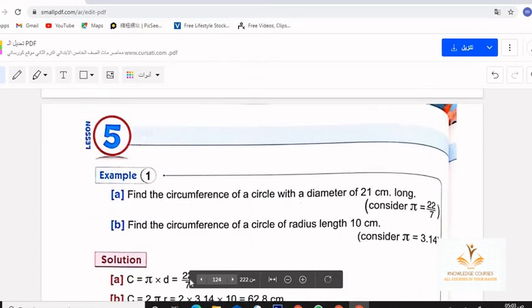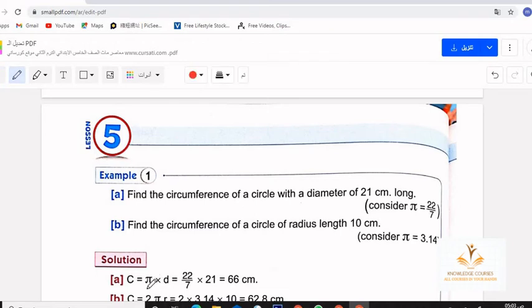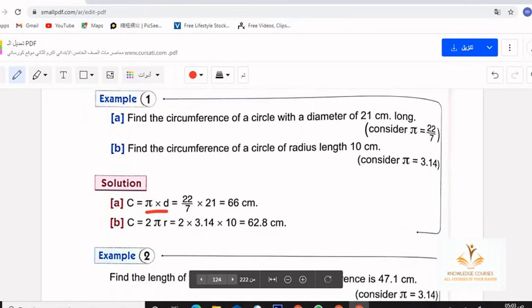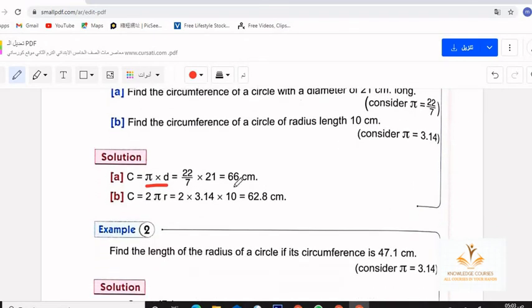Find the circumference of the circle. The diameter equals 21. So now I have D equals 21. So C equals pi multiply D. Pi is the constant, so pi equals 22 divide 7. 22 divide 7 multiply 21 equals 66 centimeter.